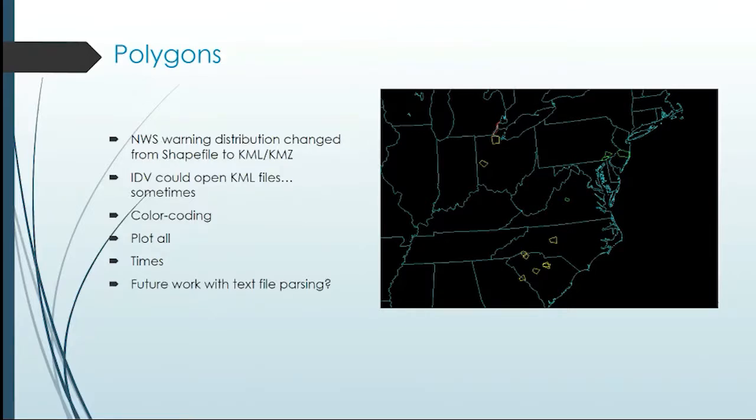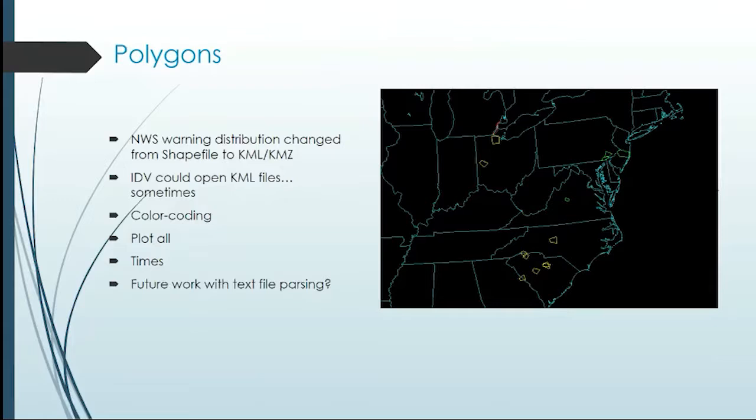So during my first week here, I was just playing with the IDV, trying to figure out how it worked, because if I'm going to be teaching people how to use it, I need to know how to use it. And I found this button to plot all of the National Weather Service warning polygons. And I was like, this is great. I can use this in my daily life. And I hit the button, and I got an error message.